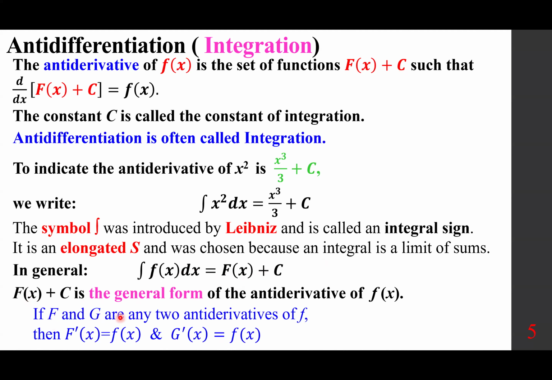If capital F and G are two antiderivatives of f, that means capital F prime as well as capital G prime, both of them are lowercase f of x, in which case the two functions differ by a constant. So capital G is capital F plus C or vice versa. Doesn't matter. Their difference is some number.